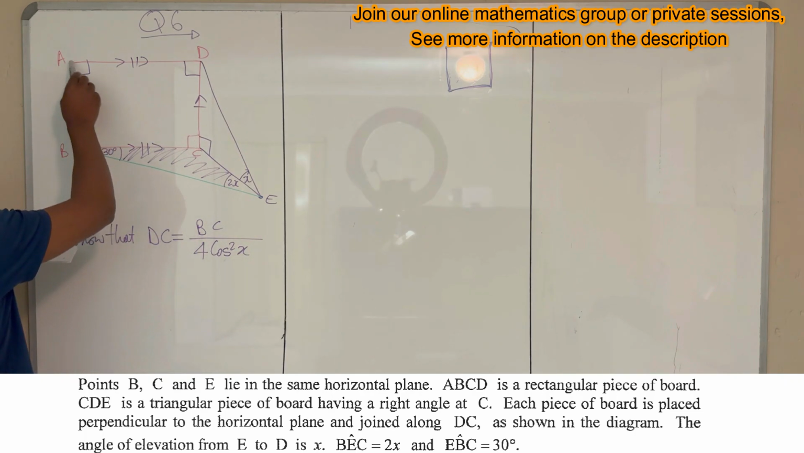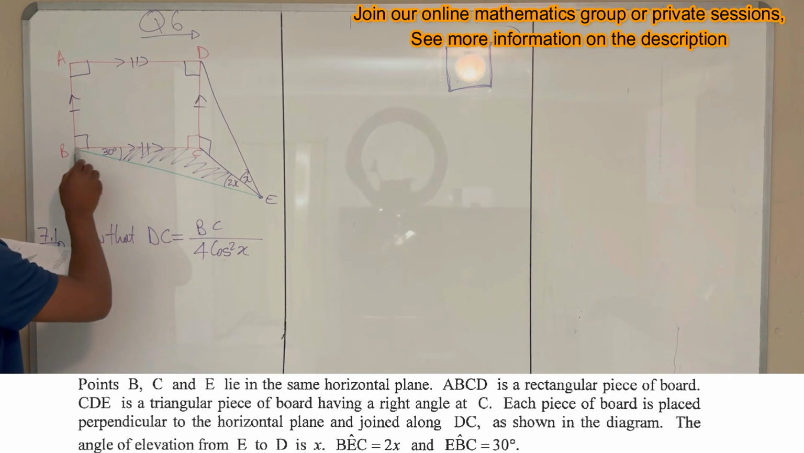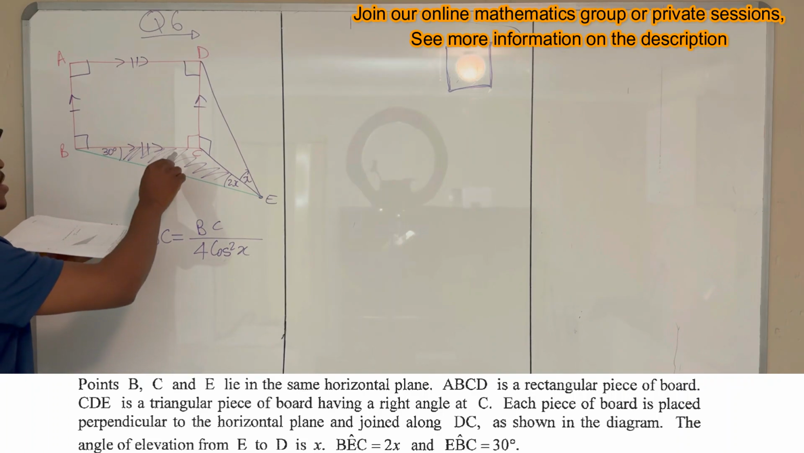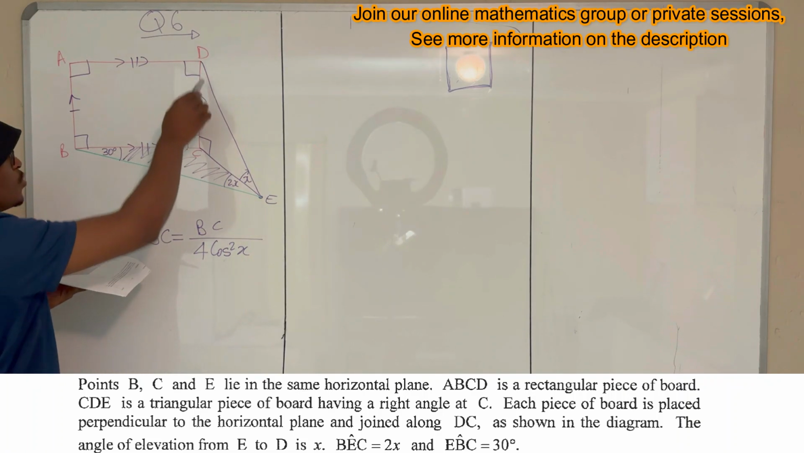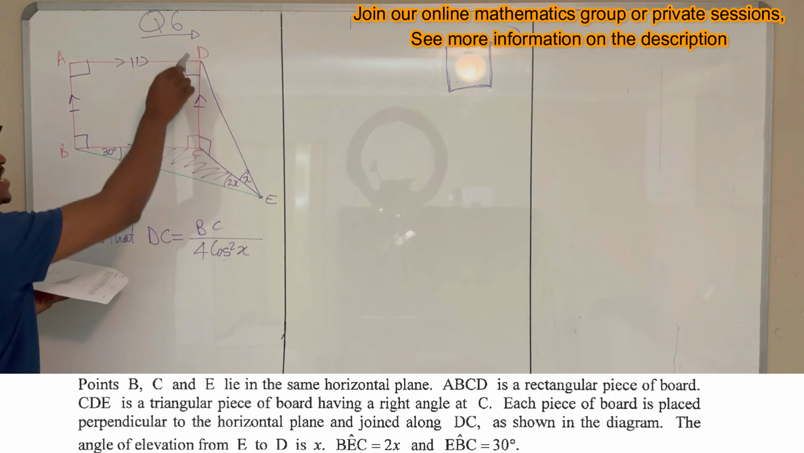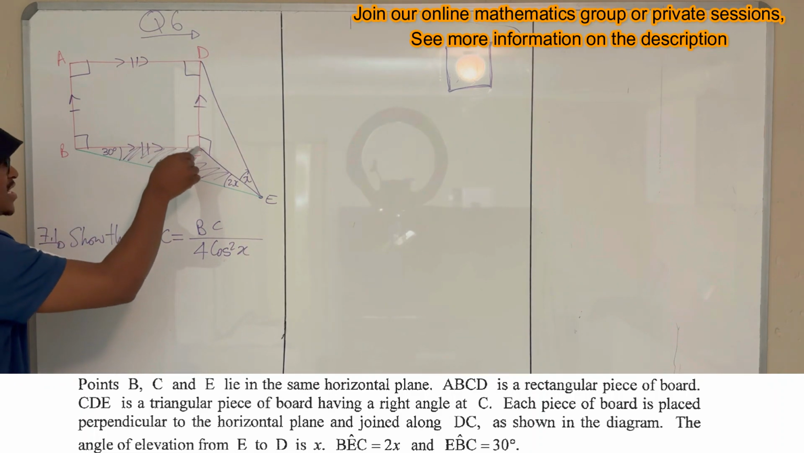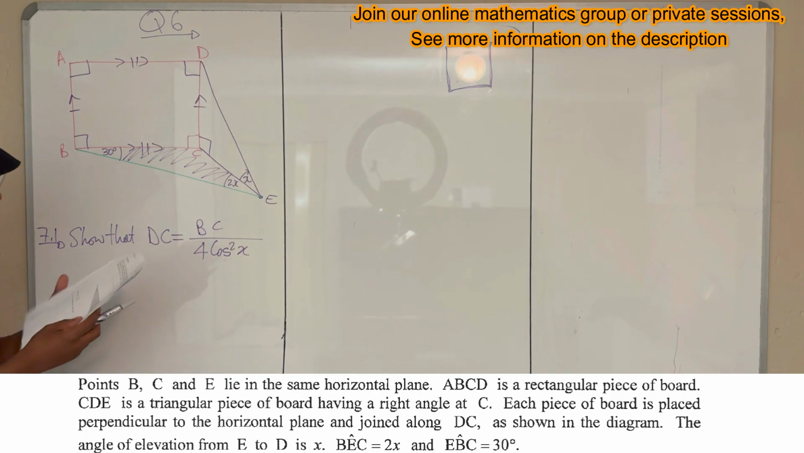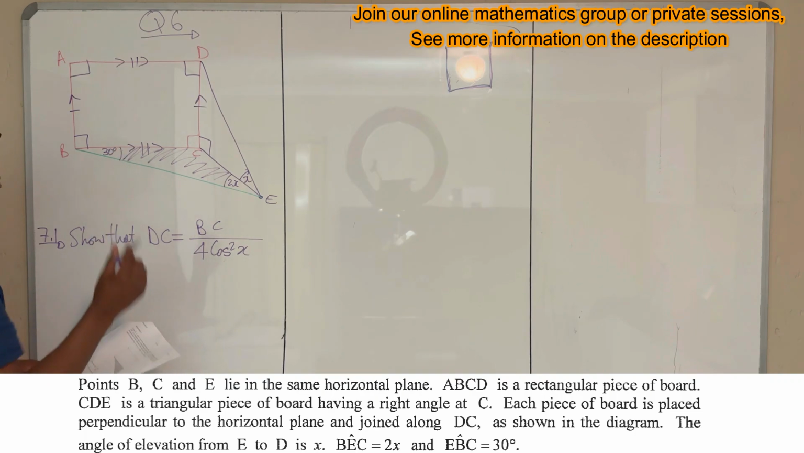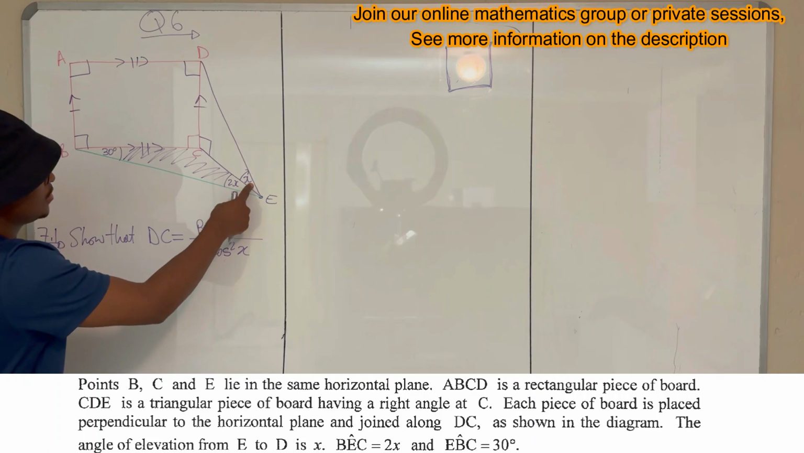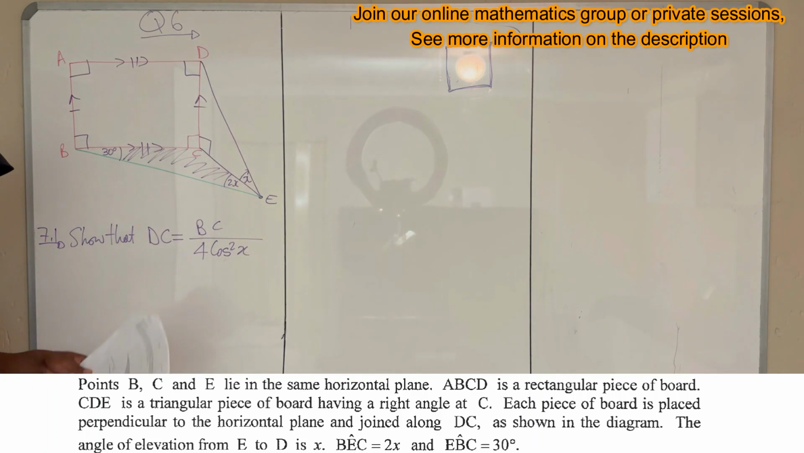So they're telling us that this board is placed perpendicular to BC of the horizontal plane, and this board as well, which is your DE, your CE is the base of CDE, and this triangle also is placed perpendicular to the surface. So this is 90, this is 90. That's what they're saying. And then they give you the angle that this is 30, this is 2x, this is x, 90, and all the other stuff.